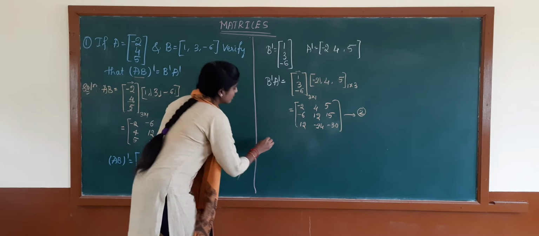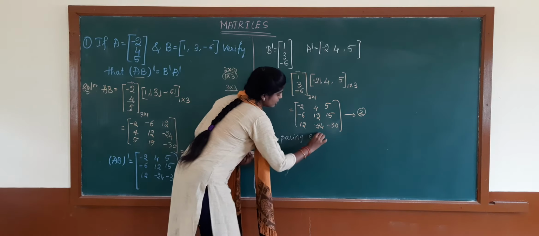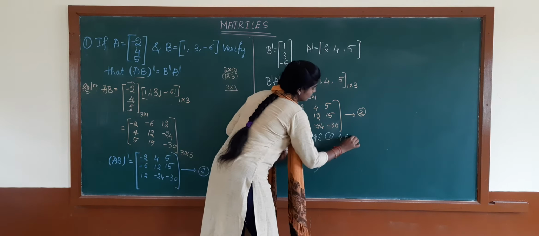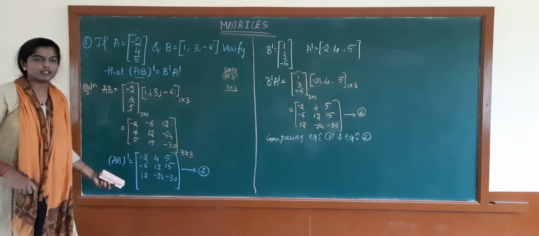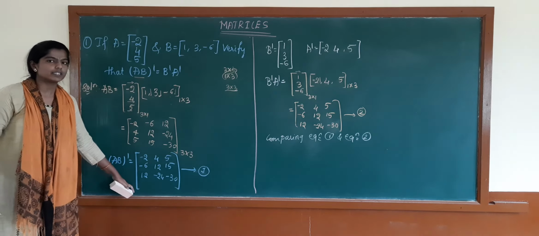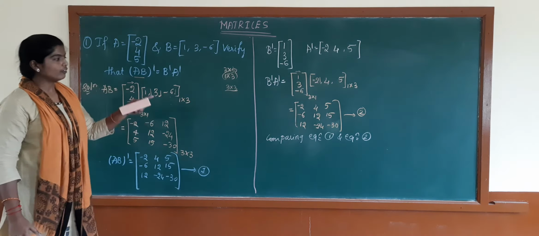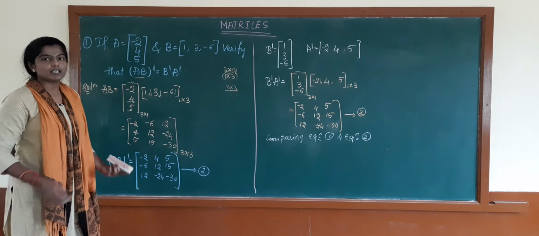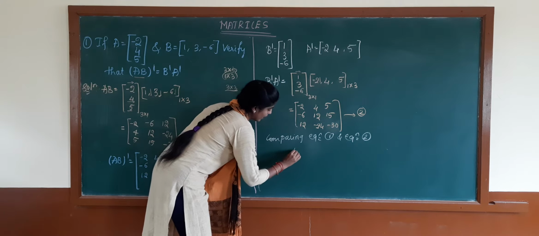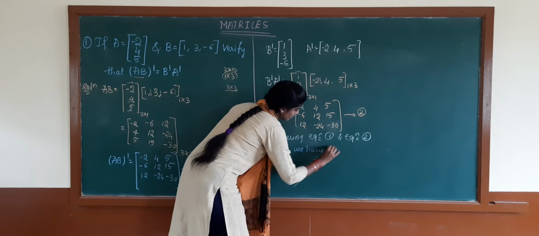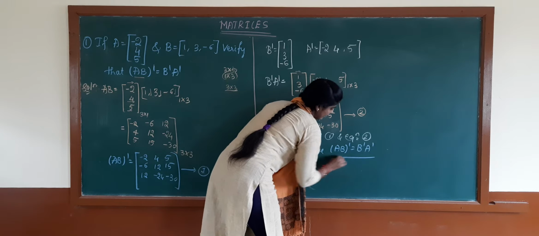Comparing equation 1 and 2, see whether the corresponding elements are equal or not, check it. Here it is minus 2, here it is also minus 2, 4, 4. So the corresponding elements are equal. Therefore we can conclude from 1 and 2 that AB transpose is equal to B transpose into A transpose.